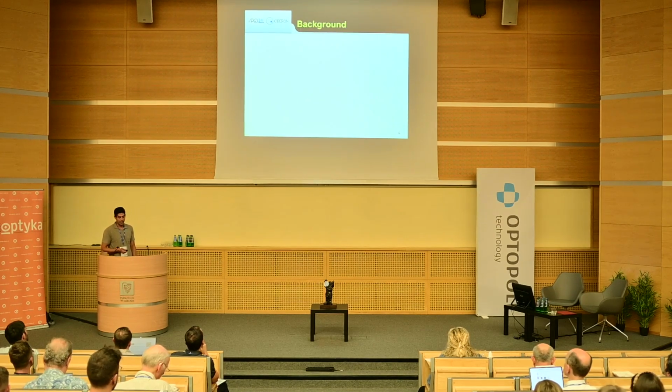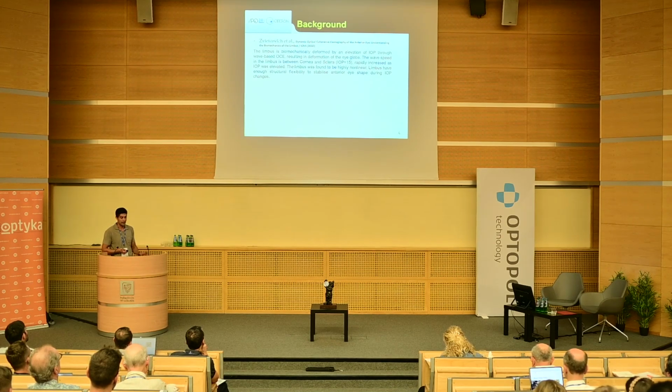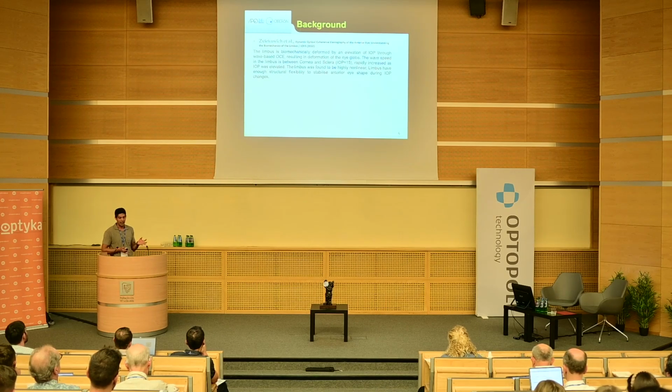Let's see the background. In 2020, Zetkovich et al. showed that the wave speed of the limbus, between the cornea and sclera, at IOP equal to 15 millimeters of mercury, rapidly increased as IOP was raised. The limbus behaves highly nonlinearly, and they also said that the limbus has enough structural flexibility to stabilize the anterior eye shape during IOP change.